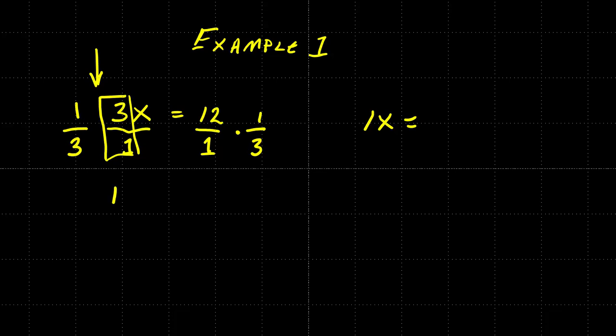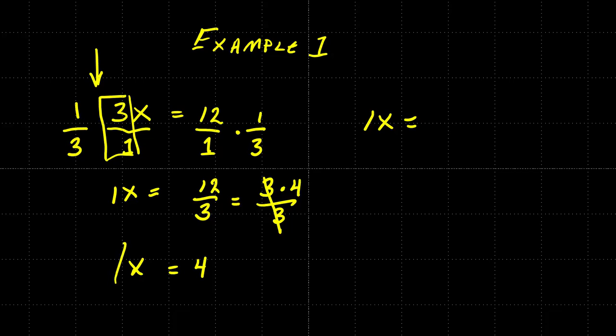So now we have 1x equals 12 divided by 3. I can factor 12 into 3 times 4, and that's still divided by 3. And 3 divided by 3 is 1. So now we have x equals 4. Go ahead and box that answer in. Let's check our answer. We're going to do a check on it.